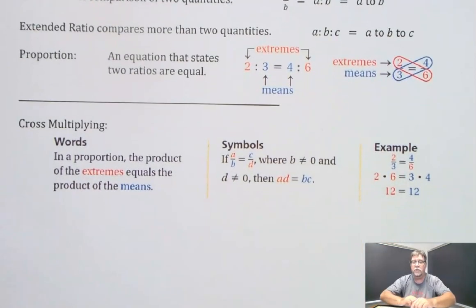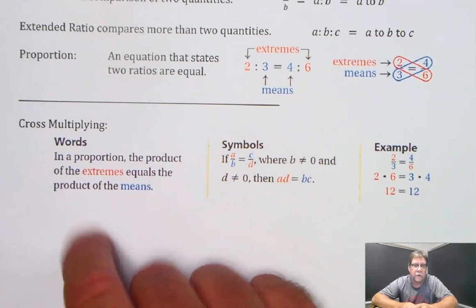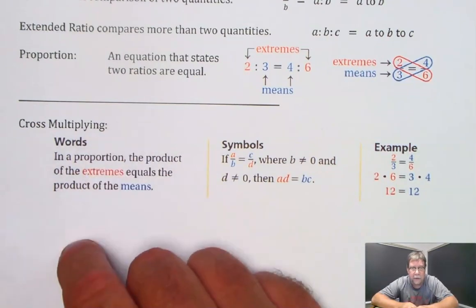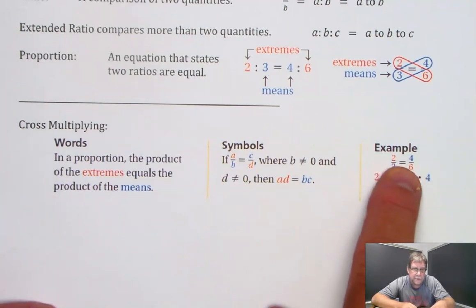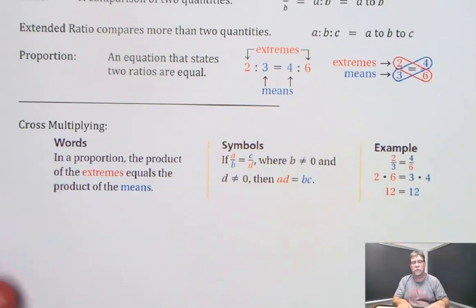So cross multiplication in a proportion, the product of those extremes and means is cross multiplication. And here's an example here. If we multiply 2 times 6, we get 12. If you multiply 3 times 4, you get 12. 12 equals 12. Okay, and so there's your notes.